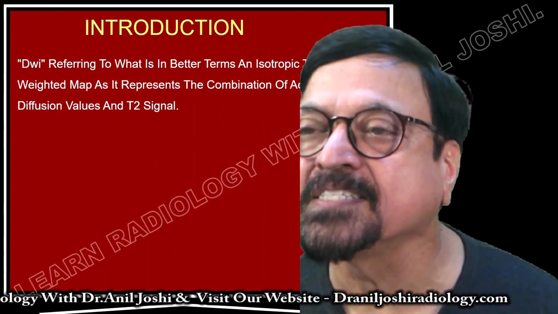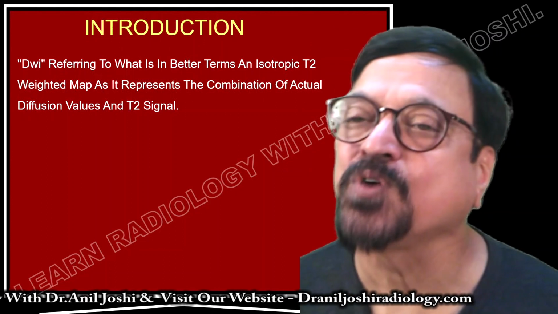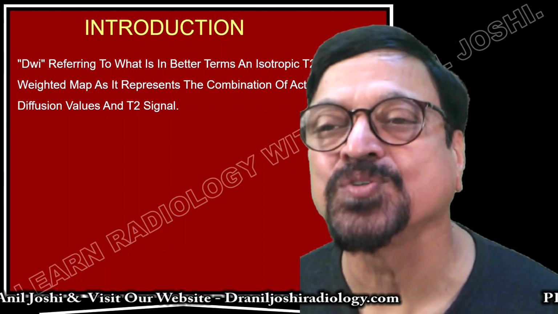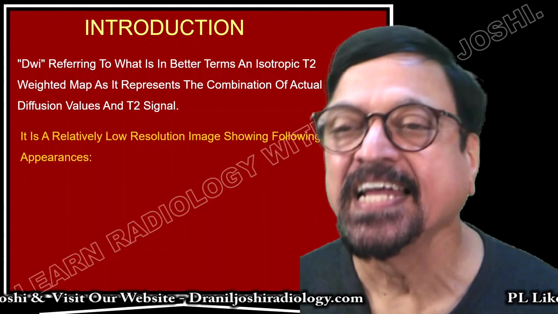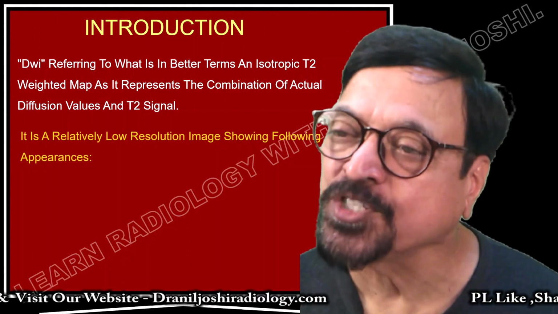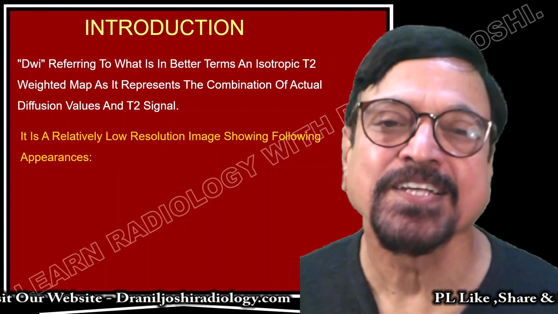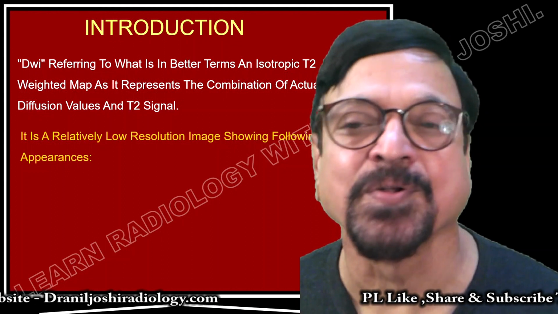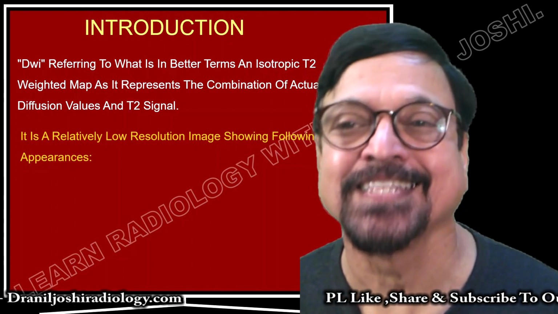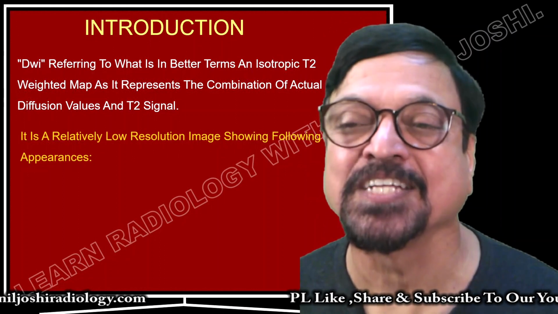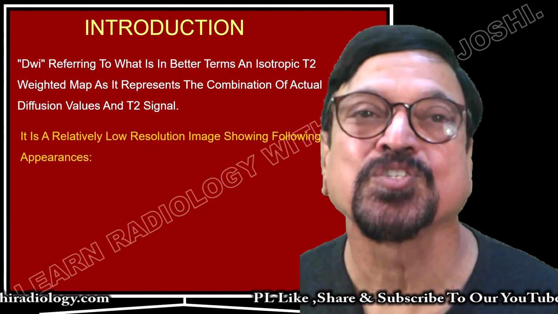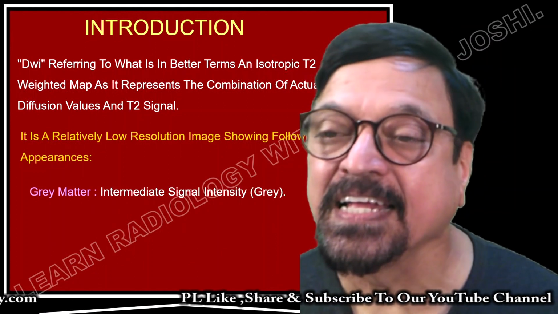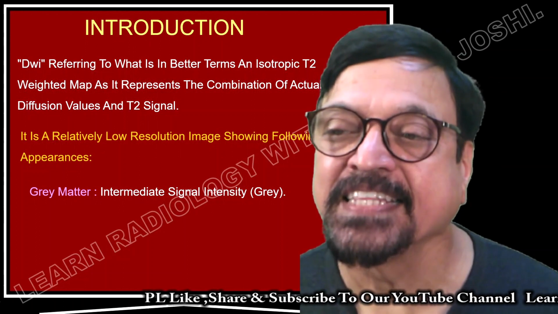DWI refers to what is better termed an isotropic T2 weighted map, as it represents the combination of actual diffusion values and T2 signal. It's a relatively low resolution image showing the following appearances. At first glance you may not like the image because it doesn't look aesthetically good, but the information it gives, yes, that is why we prefer this sequence, and that is why it is a favorite sequence of stroke clinicians.